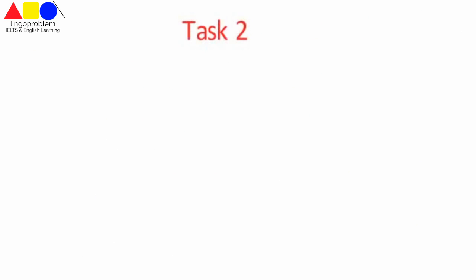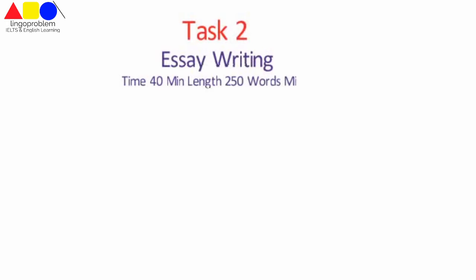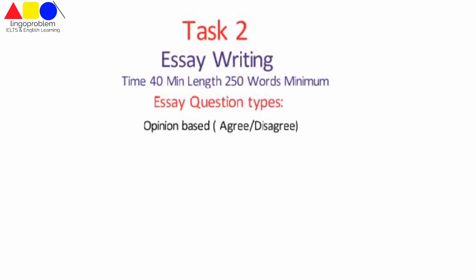Guys, task 2 of your IELTS writing skills test in the academic module is essay writing. You have to write an essay of about 250 words and you have 40 minutes to do that. Now the topics are kind of social. They're not going to have any technical kind of topic, but it differs. Sometimes you have to give your opinion, you have to agree or disagree with the topic. You have to give your opinion.